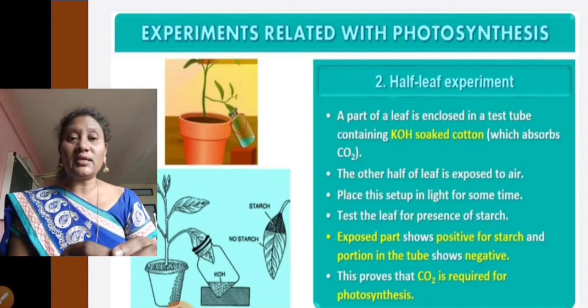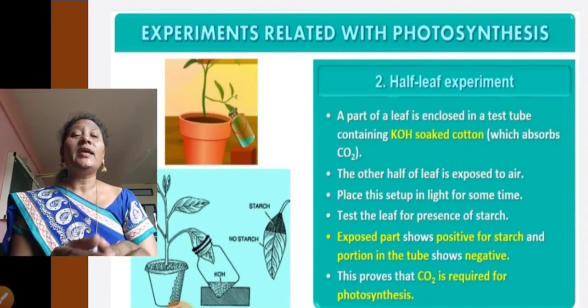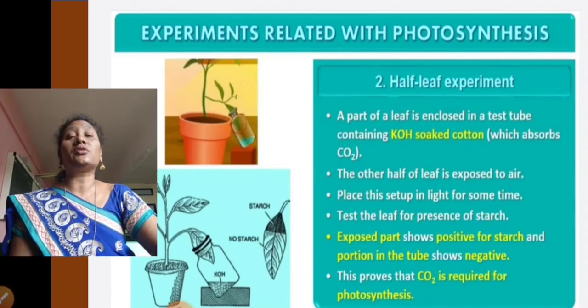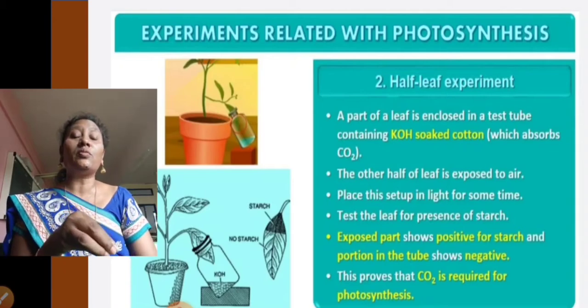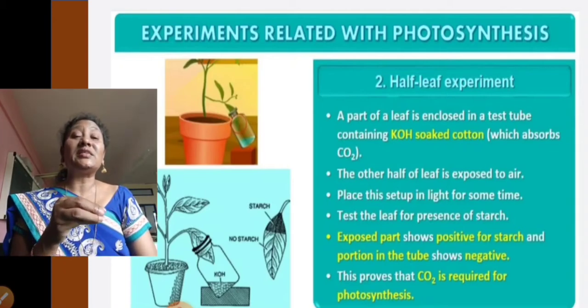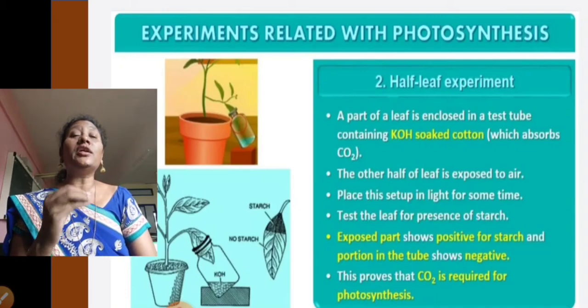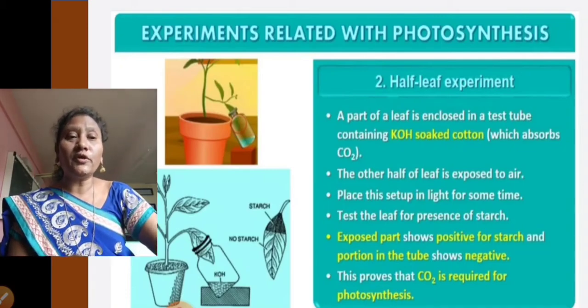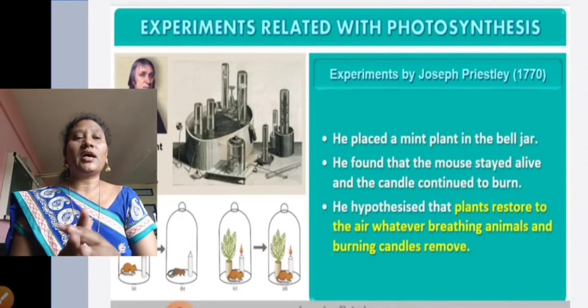So we can say that the part which is exposed to the sunlight is participating in the process of photosynthesis, and the part which is inserted into the bottle, as the bottle contains KOH solution, the carbon dioxide is absorbed by the KOH, and the leaf couldn't carry out the process of photosynthesis. That is about the role of carbon dioxide.